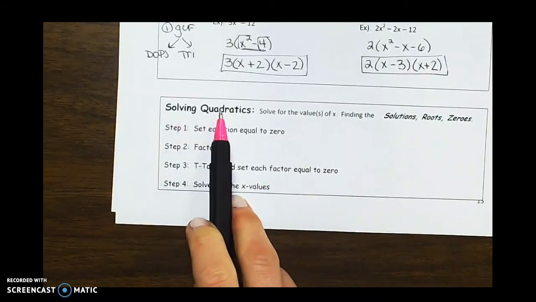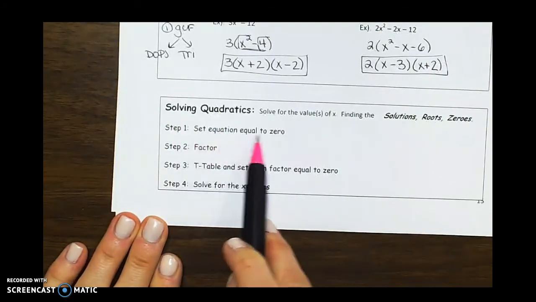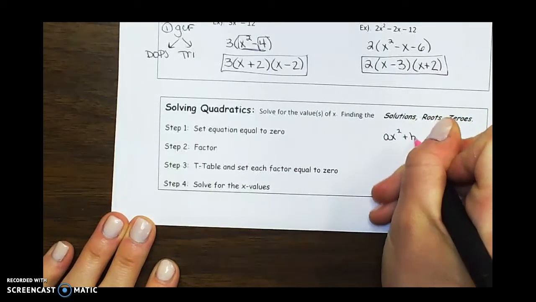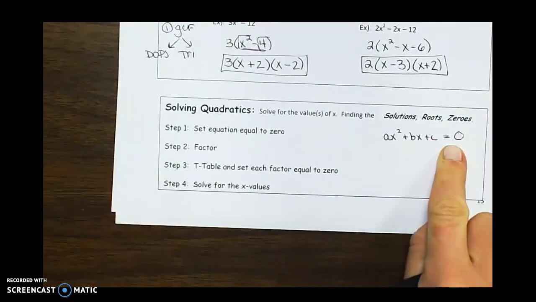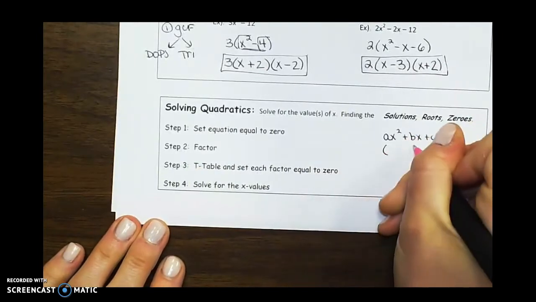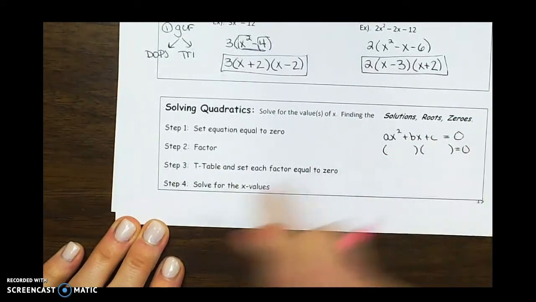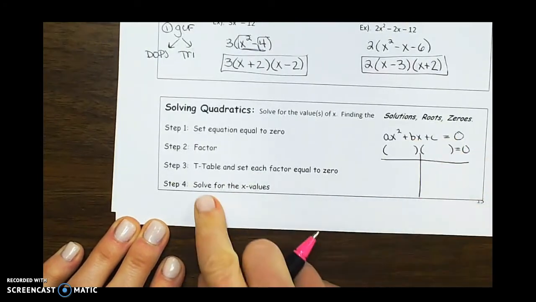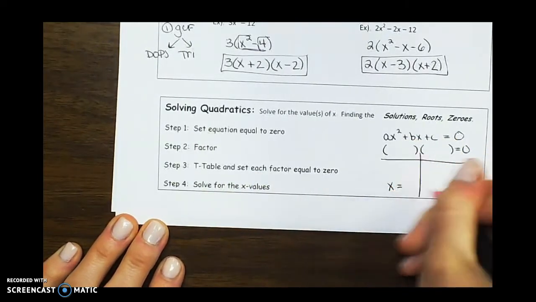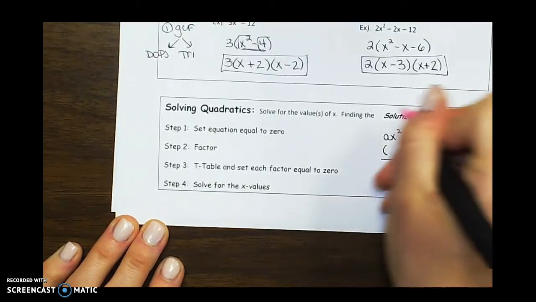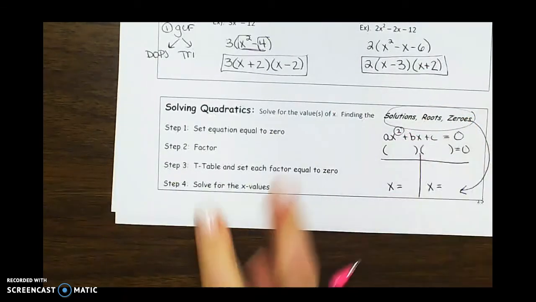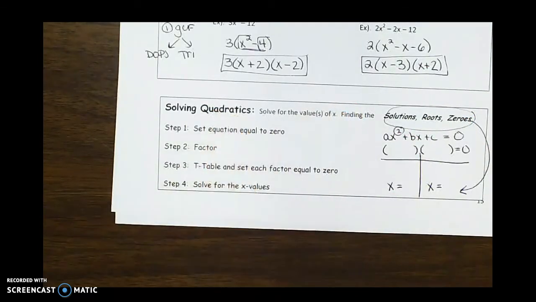Now, when we solve quadratics, the first thing you want to do is set your equation equal to 0. So for instance, ax squared plus bx plus c, you want to make sure that it's equal to 0. Then you're going to factor, so we're going to get our parentheses. Then we're going to t-table and set each factor equal to 0. And then at the end, you're going to solve for your values of x. All right, so your zeros, your solutions, your roots, those are the answers you get at the very end. Remember, if x is squared, that means you're going to have 2 solutions.